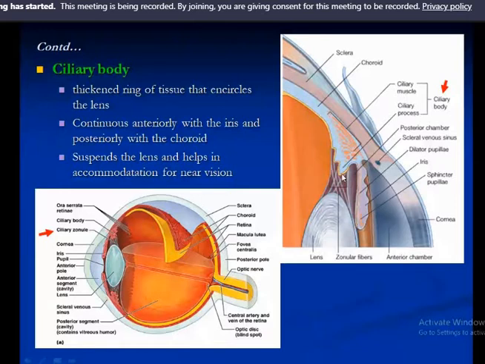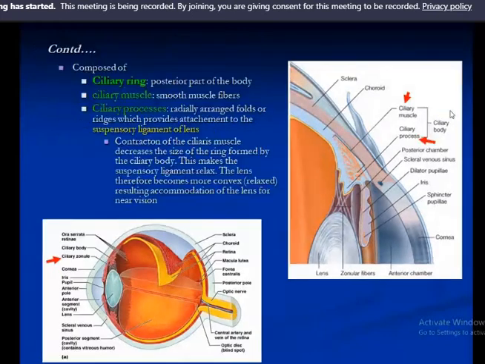Now the ciliary body, this is the ciliary body. The ciliary body mainly consists of three parts. This is known as the ciliary body, this one. This is known as the ciliary ring.